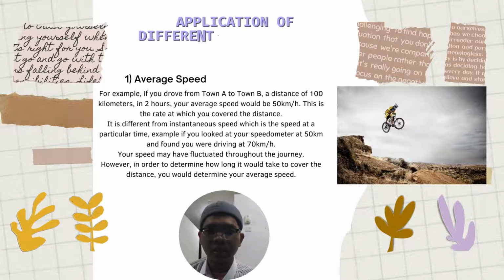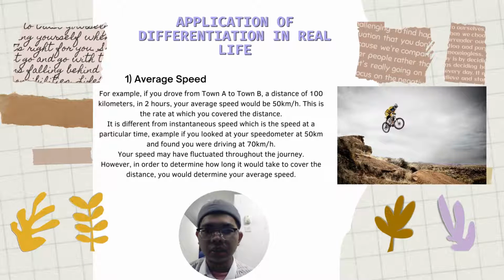Application of differentiation in real life. For example, first, average speed. If you drove from town A to town B, a distance of 100 km in 2 hours, your average speed will be 50 km per hour.